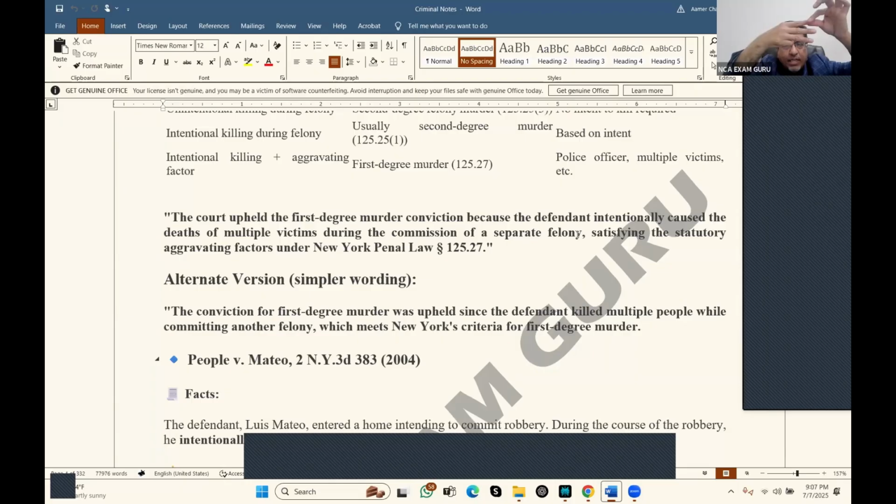First point was planning and deliberation. Second was felony murder. Third was knowingly killing a specific person. Multiple victims count as specific persons. Where you killed 2 people, it is always first degree murder.